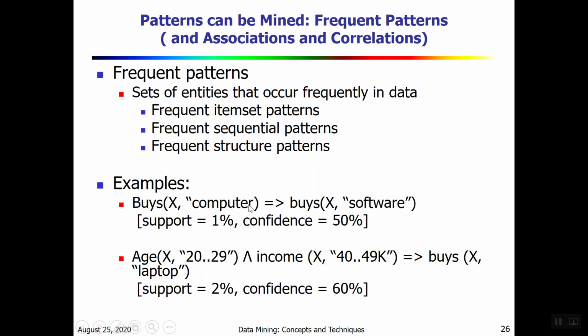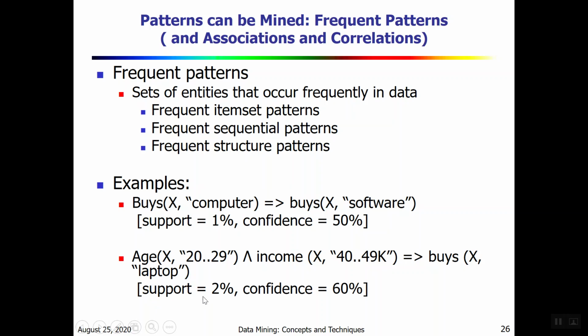So the confidence characterizes the strength of the association from buying this item to also buying another item. Here is another example. This association rule says, if somebody is within this age range and his or her income is within this range, then they tend to buy a laptop. How do we quantify this "tend to buy"? We use, again, support and confidence.